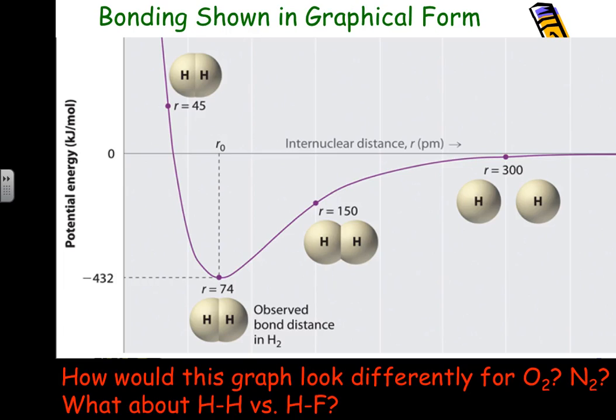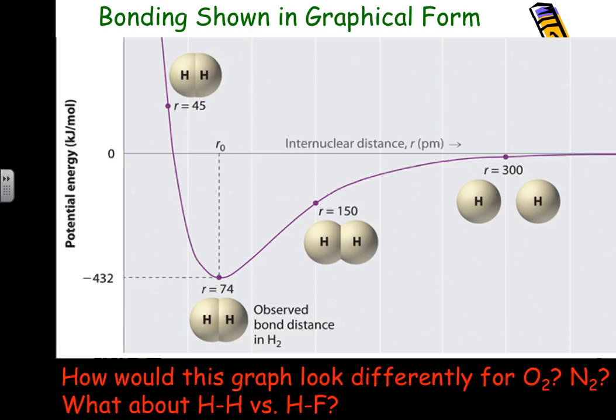How would this graph look different for O2 or for N2? And also, what about the HH single bond, which is being shown in the graphic, versus an HF bond? As a hint, for the O2, N2, H2 question, think about what type of bond might be holding them together. And for this one, let's think about bond polarity a little bit. So do me a favor: if you're following along, pause the video and ponder this a moment. Think about it, and I'll come back and show you the answer.